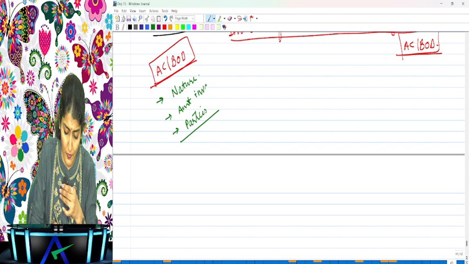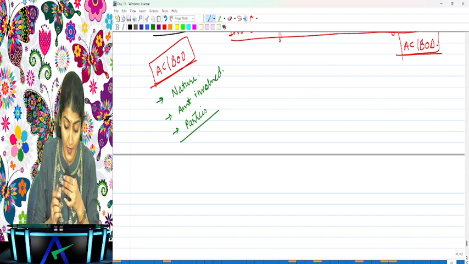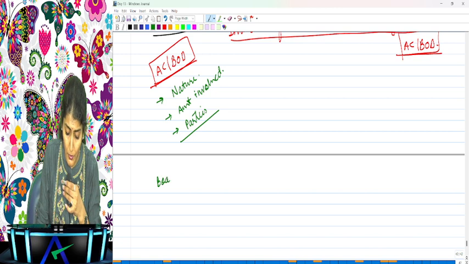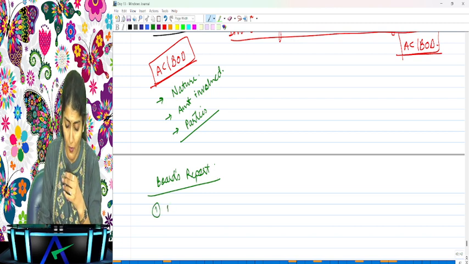So the nature of the fraud, the amount involved and the parties involved in the fraud. Okay, and then in the board's report of the company, when the fraud is of less than 1 crore, what reporting is required to be done? One, the nature of the fraud, then the amount involved in the fraud, right?